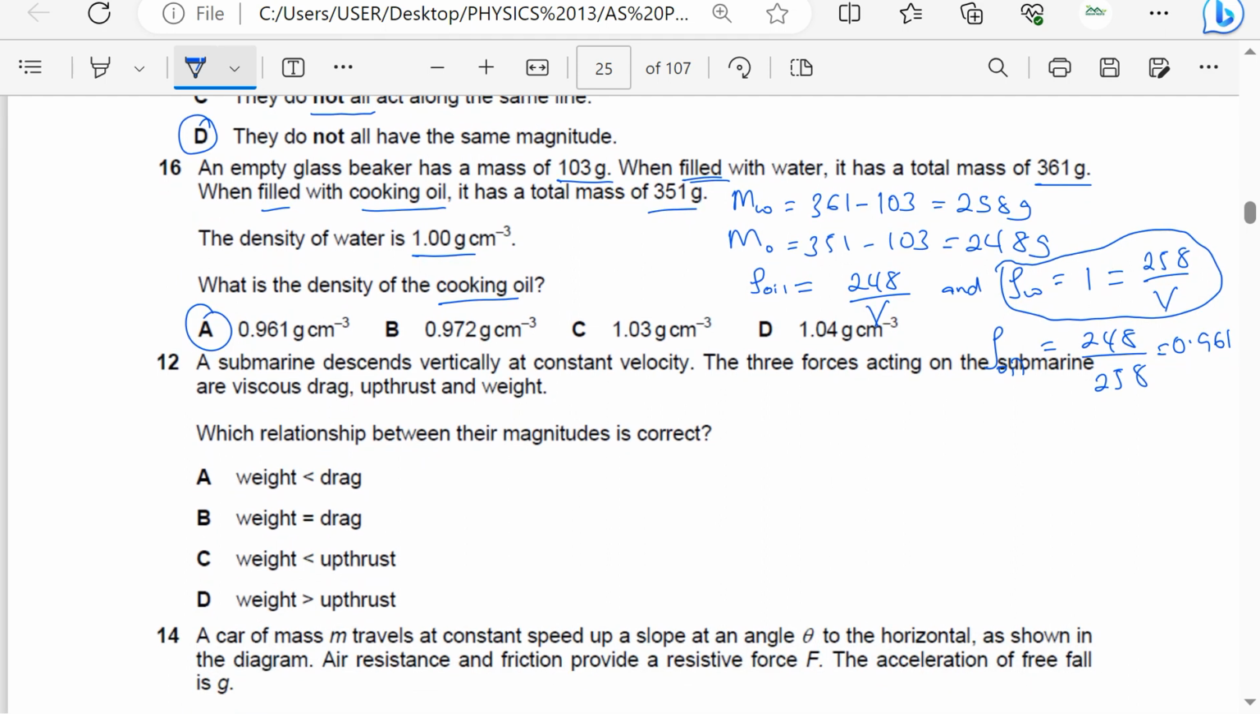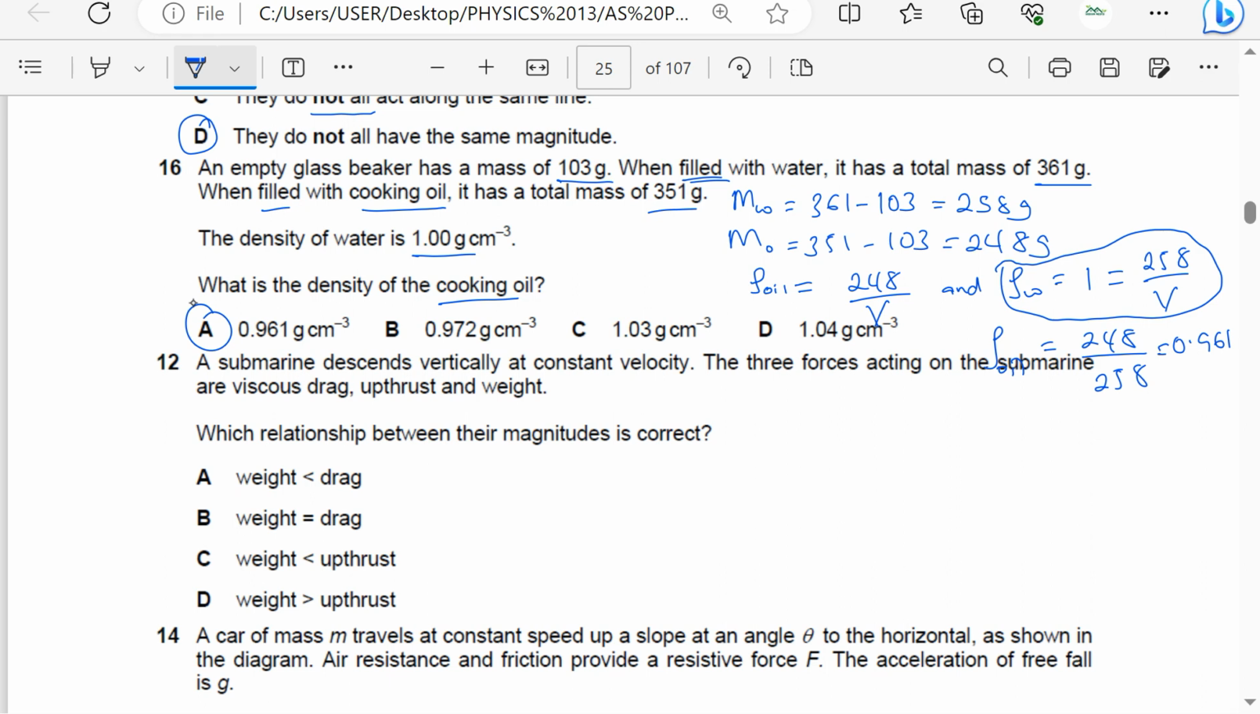A submarine descends vertically at constant velocity. The three forces acting on the submarine are viscous drag, upthrust, and weight. Which relationship between their magnitudes is correct?